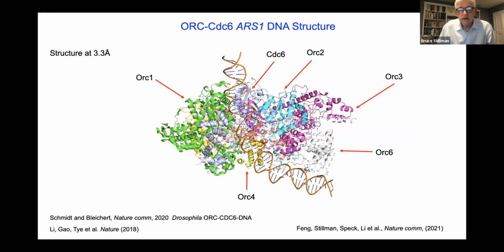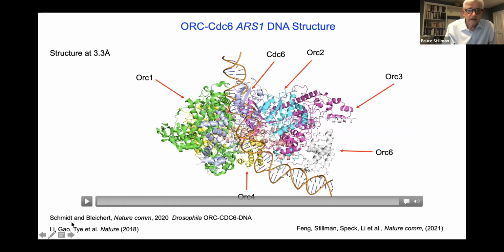And so this is the structure of the yeast ORC-CDC6 at 3.3 angstroms. This has now just been accepted in Nature Communications. I should point out that Schmidt and Bleichert had published a similar structure from Drosophila, also showing DNA bending, and the Li and Gao, the Gao and Tai laboratories did a structure of ORC alone on DNA, and ORC alone also bends this DNA somewhat.